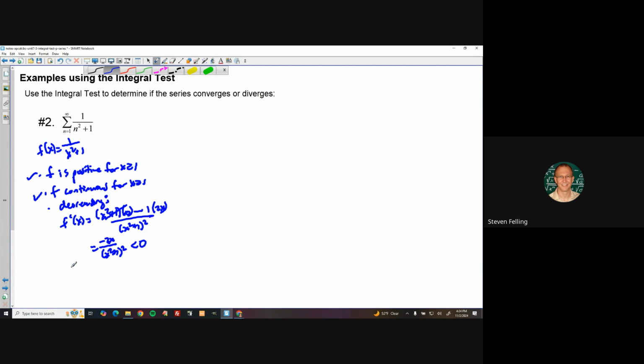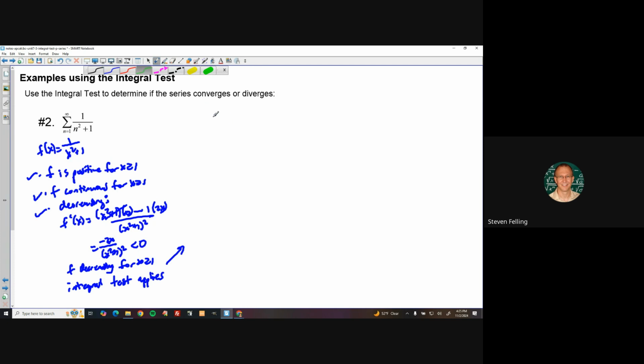So I could now say f is decreasing for x is greater than or equal to 1. Therefore, the integral test applies. Sorry, the writing is not super great here. I'm using a little tablet here at home. Integral test applies, and therefore we'll go up here and actually do the test.